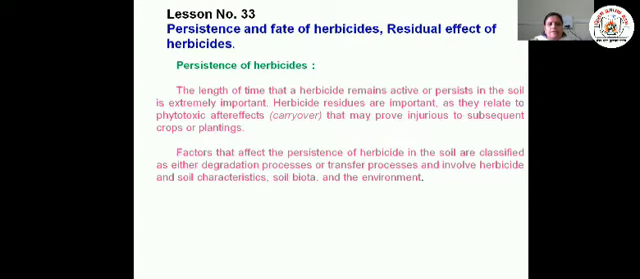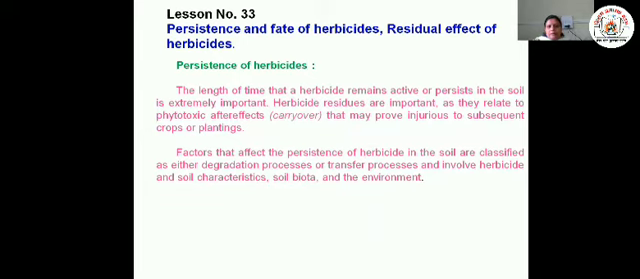Next part of the herbicide is the persistence and the fate of herbicides and the residual effect of herbicide. Persistence of herbicide is how long herbicide stays in the soil. The length of time that herbicides remain active or persist in the soil is extremely important. The herbicide residues are important as they relate to the phytotoxic carryover that may prove injurious to the subsequent crops or plantings.